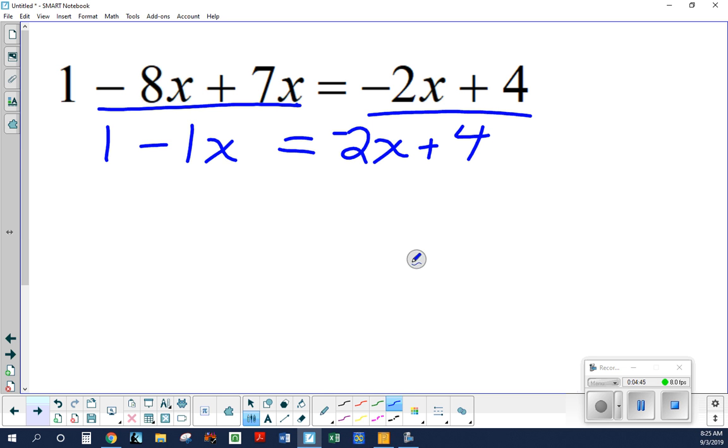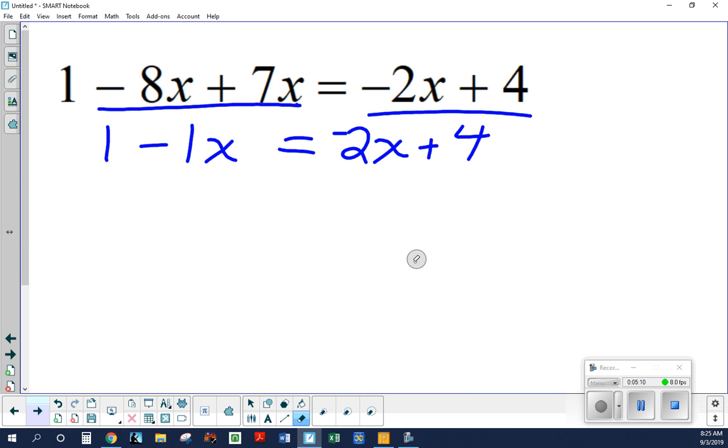Now at this point, I can't combine like terms anymore. So now I want to get my x's on the same side. You need to move the x's over first. I realize that sometimes people want to move the 4 or the 1 over, so they might do this, subtract 4 from both sides. That would cancel out the 4s, or they might want to subtract 1 from both sides, and that would cancel out the 1. I don't want you doing that first.